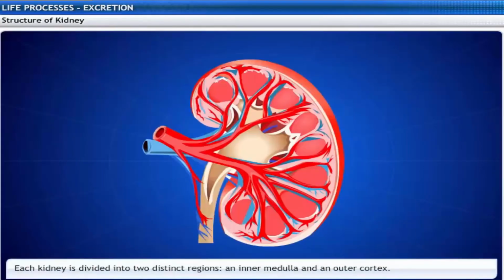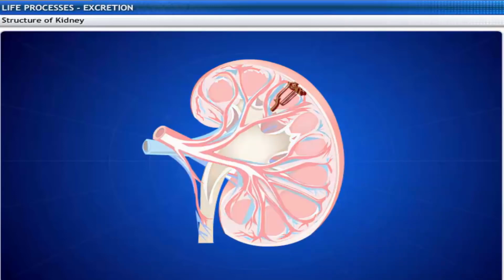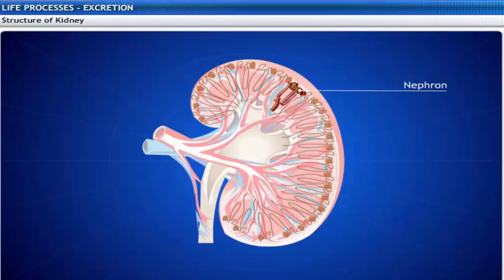Each kidney is divided into two distinct regions, an inner medulla and an outer cortex. The cortex forms a shell around the medulla. The medulla is composed of conical masses of tissue that leads to the pelvis. The cortex has a random arrangement of tiny tubules called nephrons, which are the functional units of the kidney.